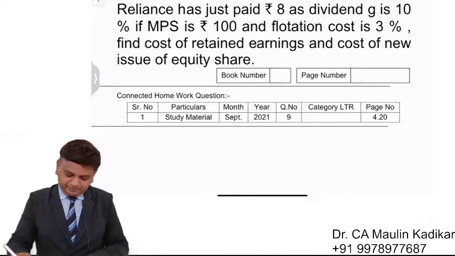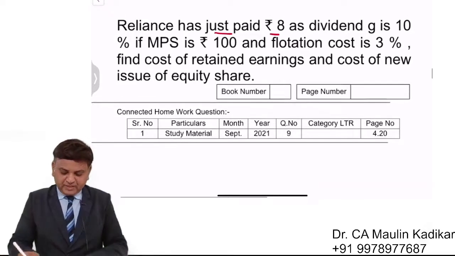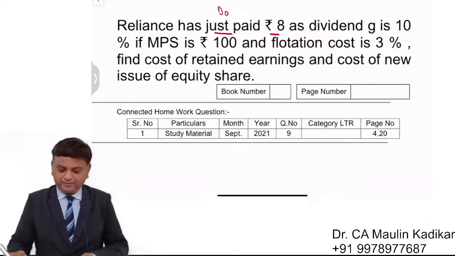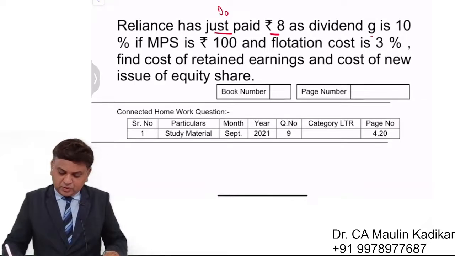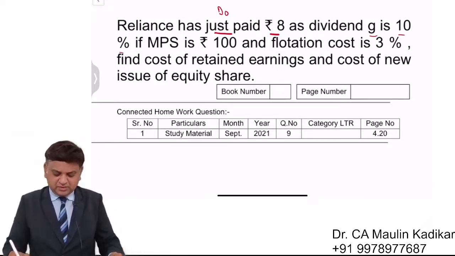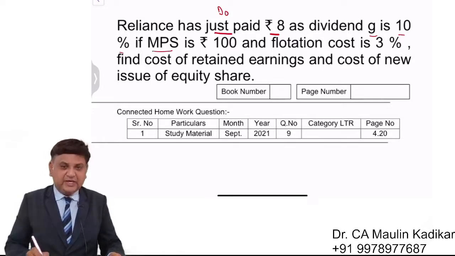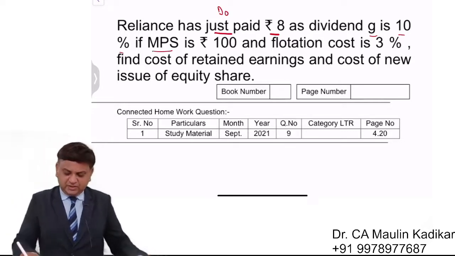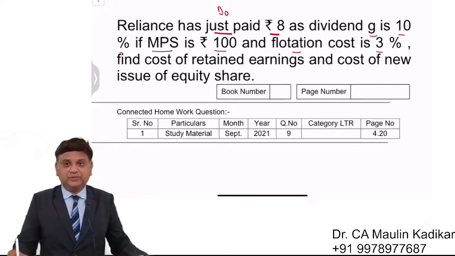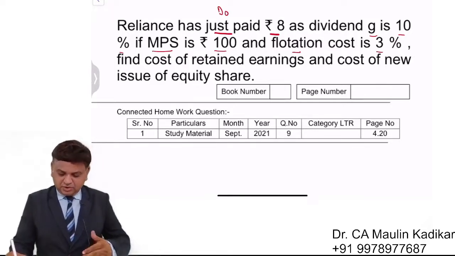Next question. Reliance Limited has just paid dividend of rupees 8. Dear students, the term just paid stands for D0. Growth rate is 10%. So G is given to us. Market price of the share, MPS, is rupees 100. And there is a flotation cost of 3%. So flotation cost is also provided to us.